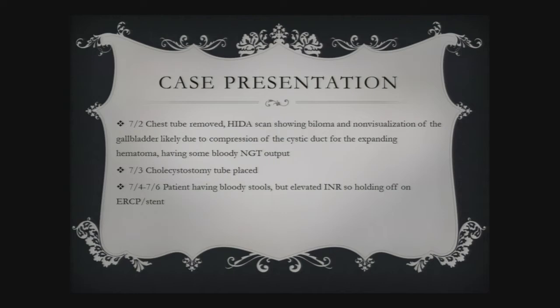The 4th through the 6th, he started having bloody stools, but he had an elevated INR of like 2. So they were holding off on ERCP and stent. GI was looking at him and evaluating him during this time, and eventually he was given FFP, and eventually he went and got an angiogram with coil embolization of his replaced right hepatic artery pseudoaneurysm. This was because of the bloody stools, we were concerned for hemobilia, and that's when IR got involved.